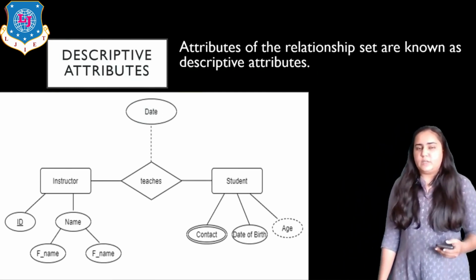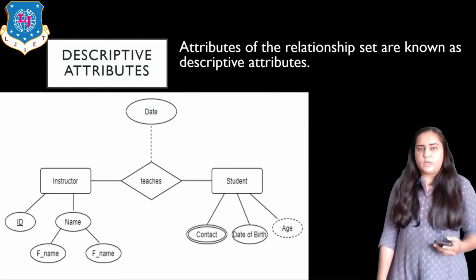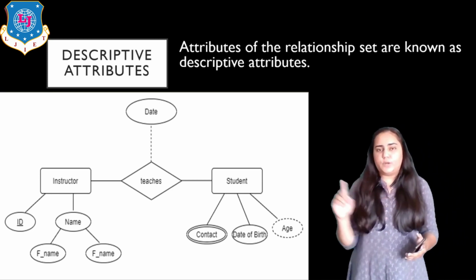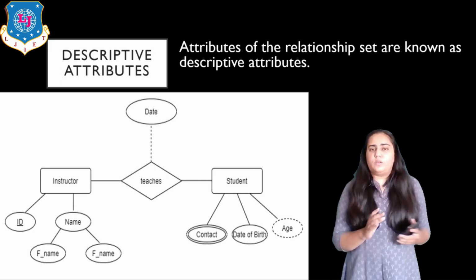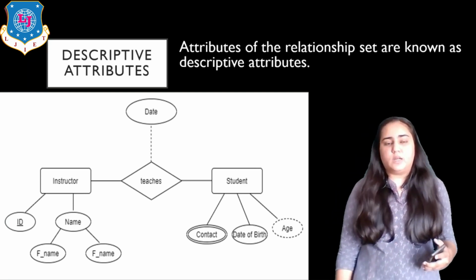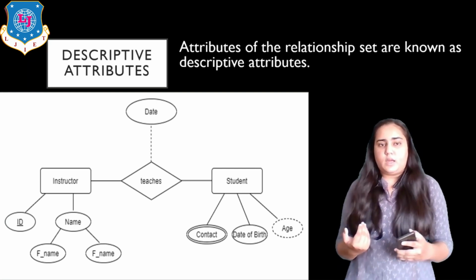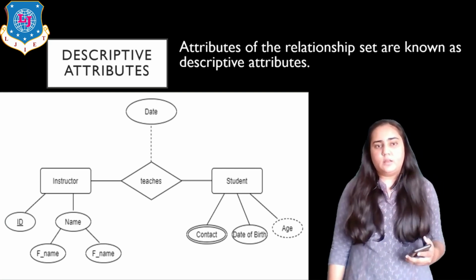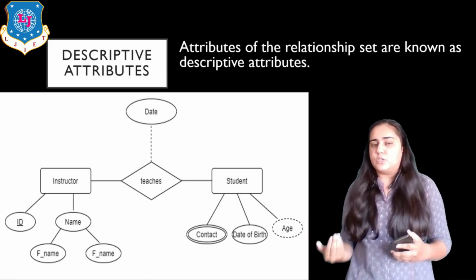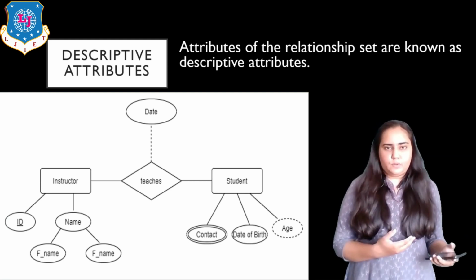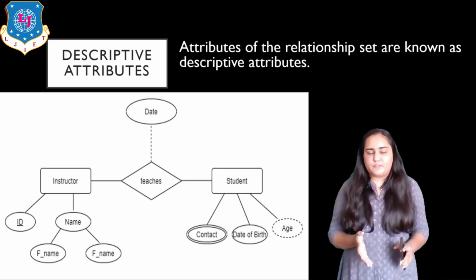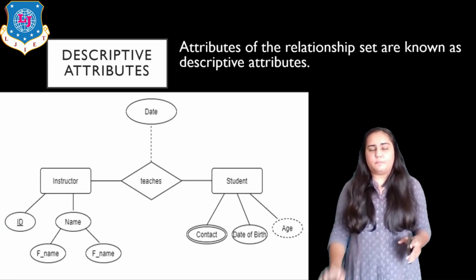So let's first see descriptive attributes. First of all, whatever you can see in this diagram in the form of circles or ellipses, they are all attributes. For example, instructor is having attributes like name and first name and last name. That should be an L. And some ID, and student is having contact, date of birth, and age. Doesn't mean instructor doesn't have those. It's just to show you different types of attributes that I have added it in that way.